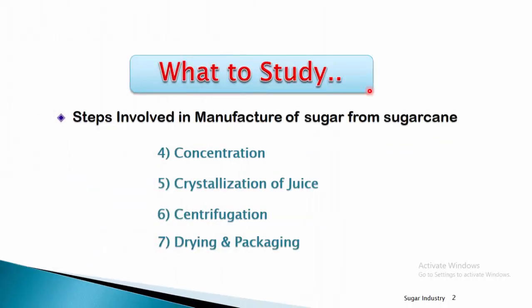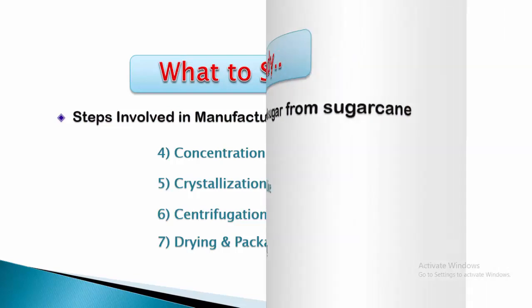In this video lecture, we are going to study the other steps involved in the manufacture of sugar from sugarcane, that is, concentration of the juice, crystallization of the juice, centrifugation of the juice, and finally drying and packaging of the sugar. So these are the steps which we are going to see in this lecture.